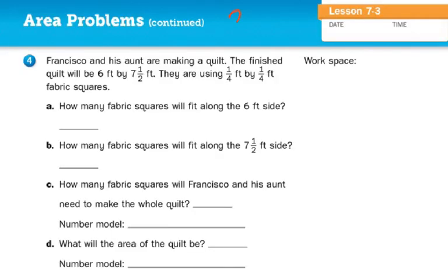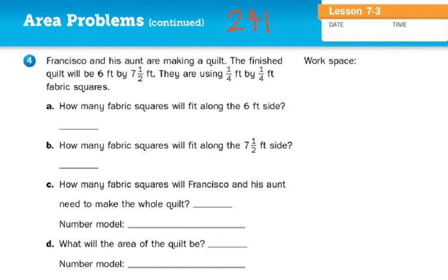Moving on to page 241. 241, so just turn the page. Francisco and his aunt are making a quilt. The finished quilt will be 6 feet by 7.5 feet. They are using 1/4 foot by 1/4 foot fabric squares.